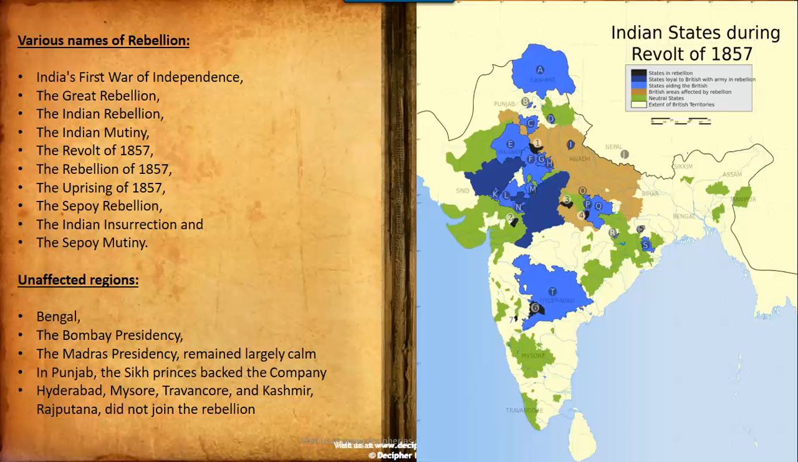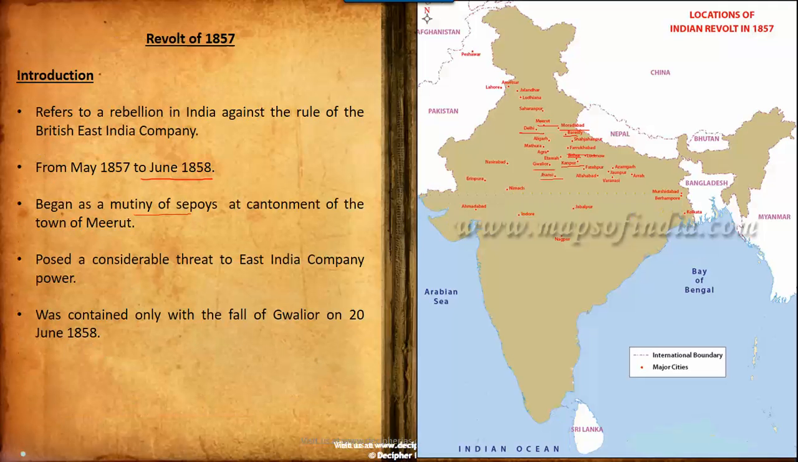Historians have given various names to this rebellion: India's first war of independence, the Great Rebellion, the Indian Rebellion, the Indian Mutiny, the Revolt of 1857, the Rebellion of 1857, the Uprising of 1857, and so on. You may look at the areas which were affected by the rebellion in 1857 in the previous slide.